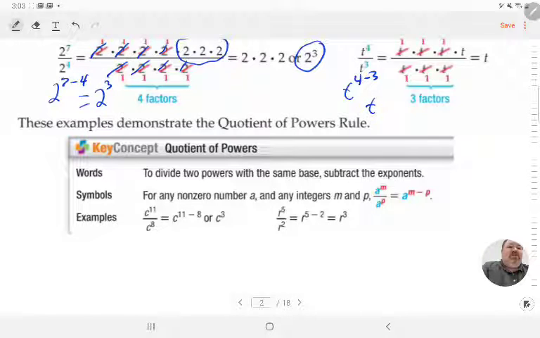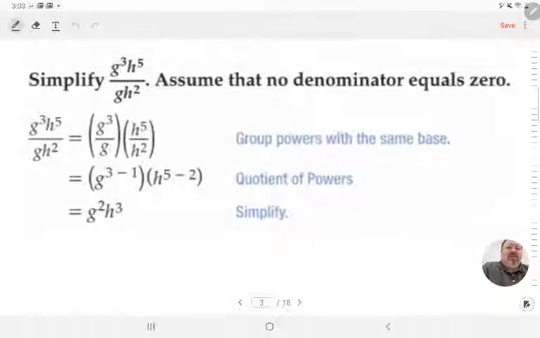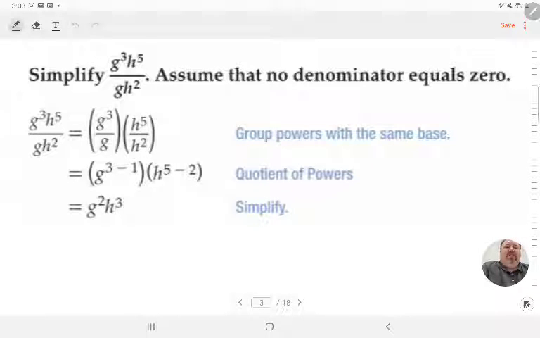So to divide two powers with the same base, you subtract the exponents. So let's take a look. We have g to the third, h to the fifth power, over g, h to the second power. So we separate these by same bases, and then you just subtract the exponent in the denominator from the exponent in the numerator. And remember, when there's no exponent, there's really a 1 there. So 3 minus 1 is 2, 5 minus 2 is 3. G squared times h cubed.